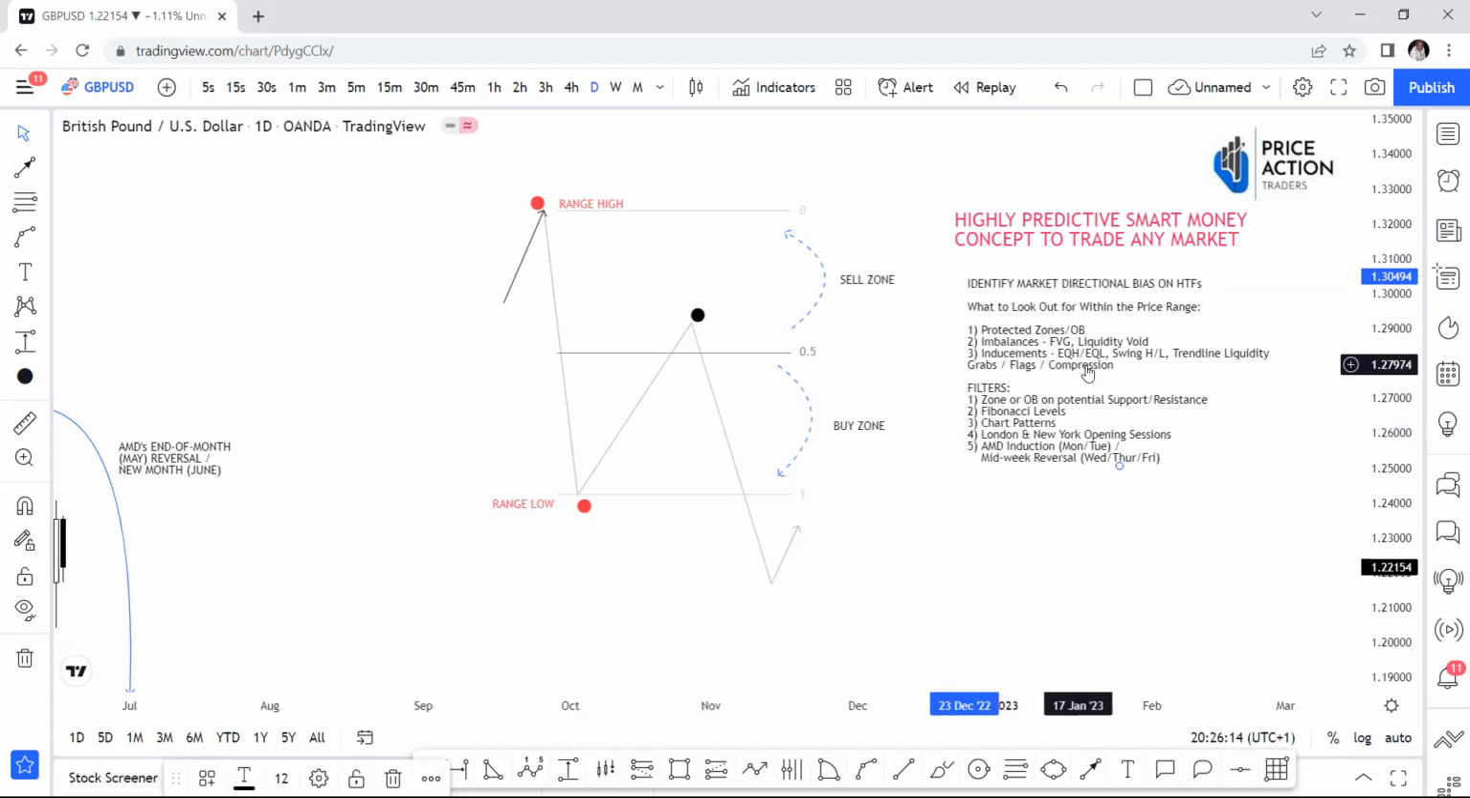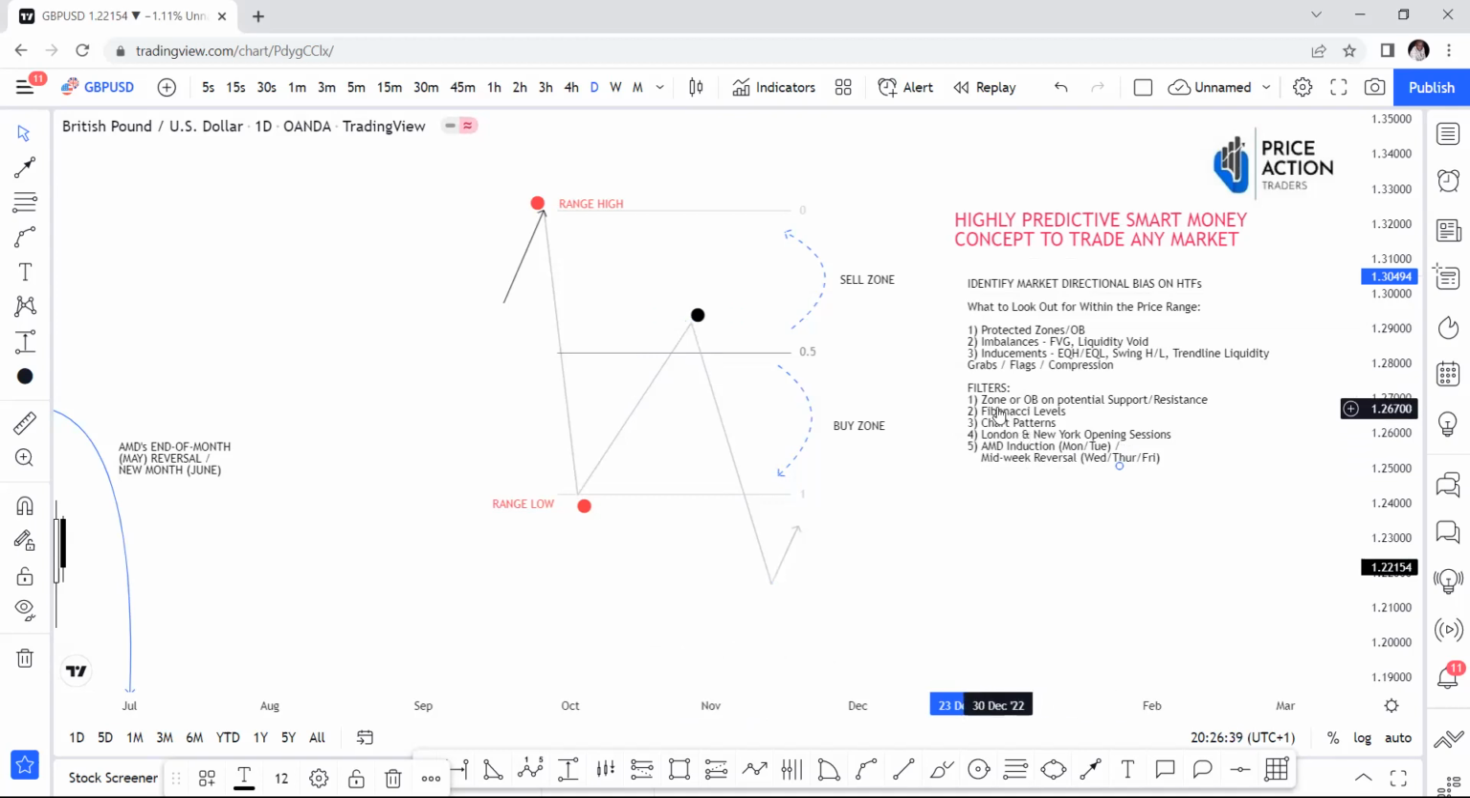You look out for inducement, which is equal highs or equal lows, swing highs and lows, then trend line liquidity. That trend line could also be termed flags or compression, as price tries to compress back inside. That shows a kind of weakening momentum on the buying side. So I'm going to look for a sharp move downward.